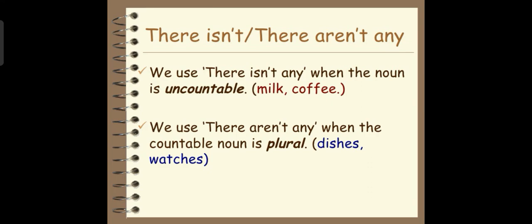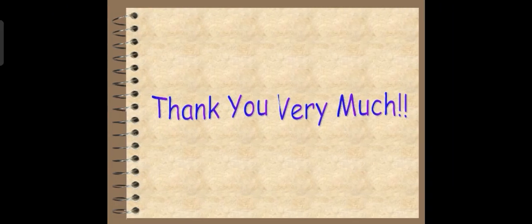We use there isn't any when the noun is uncountable. It means we can't count milk and coffee. जब हम milk और coffee को count नहीं कर सकते हैं, तो सिर्फ उनकी singular form use करते हुए any use करते हैं. And if we can count the noun like dishes and watches, there aren't any, then we use the plural form of the countable noun, like any dishes, any watches.